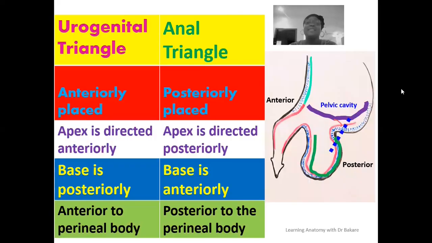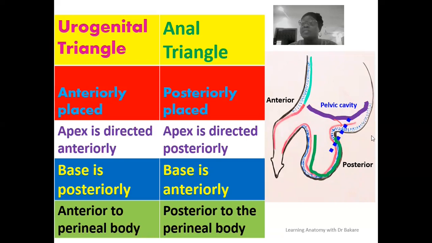So let's look at the differences between the urogenital triangle and also the anal triangle in terms of how they are configured. If we try to use this image here, we say that we have the pelvic cavity around this region that is guarded inferiorly by the pelvic floor or the pelvic diaphragm. This is what is highlighted here in purple.